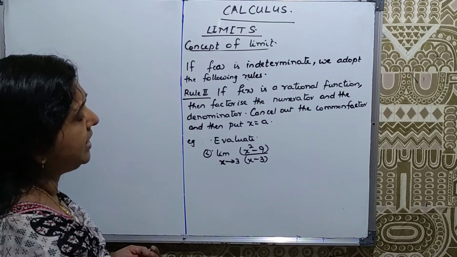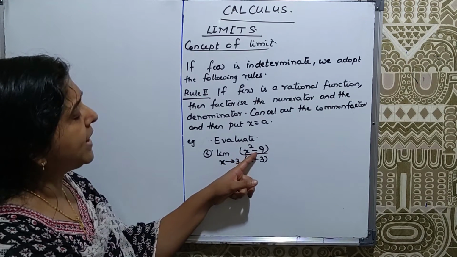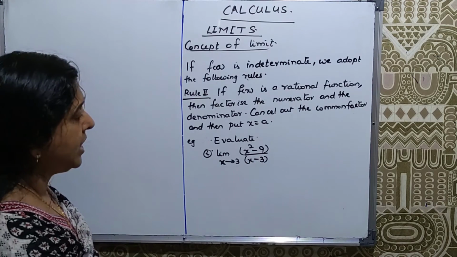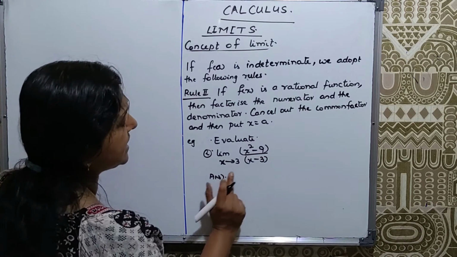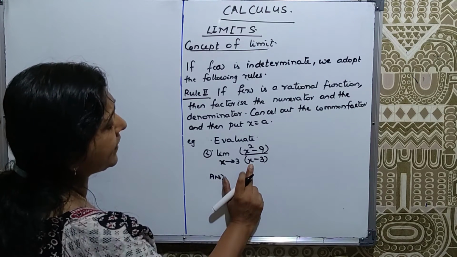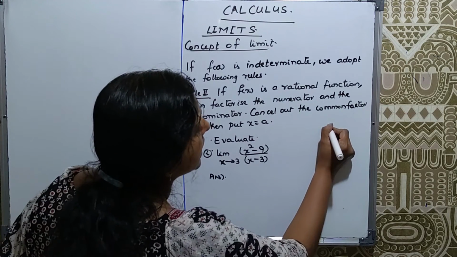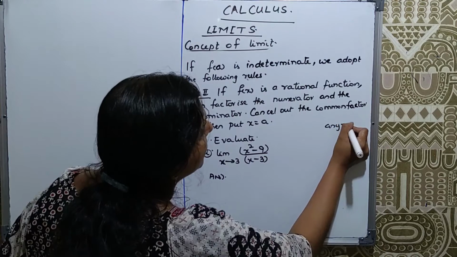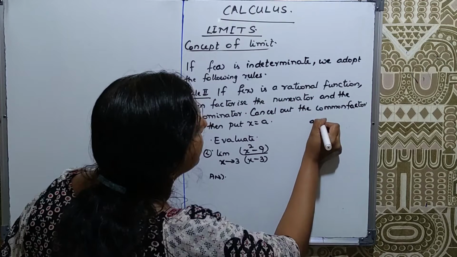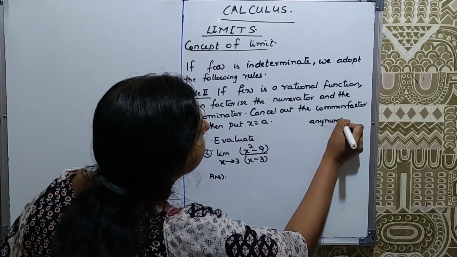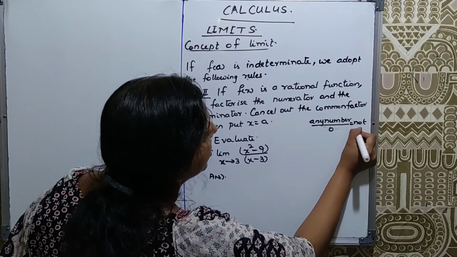Limit x tends to 3, x squared minus 9 by x minus 3. In this case, we will not substitute the value of x directly as 3, because if we substitute the value of x as 3, it will become 3 minus 3, which will be 0. Any number divided by 0 is not defined.